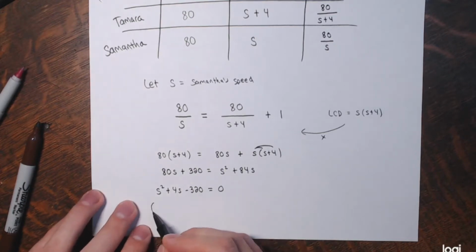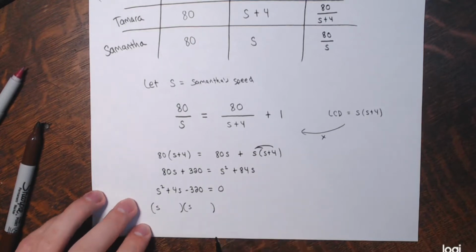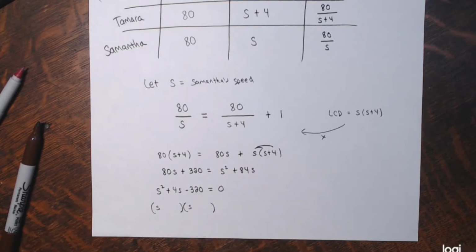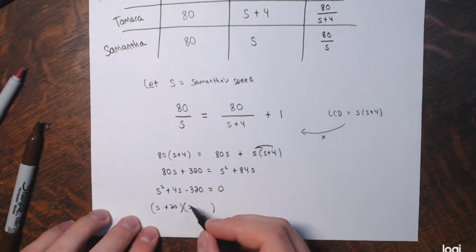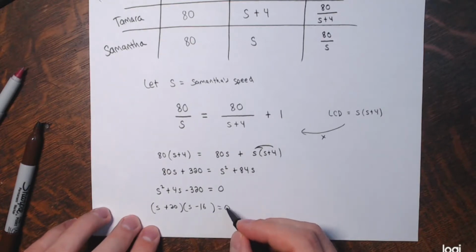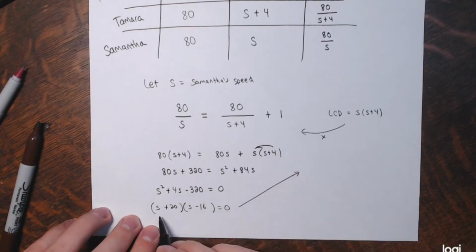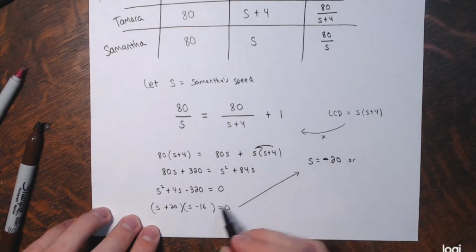Hopefully this is factorable. I know it's got to have S in one and S in the other. Let's see, how about 32 and negative 10? No. 20 and 16, though. 20 and negative 16. Plus 20, minus 16, that'll work. And this equals 0. And so the only possible solutions here are negative 20 or positive 16.